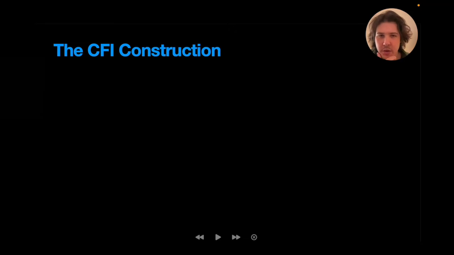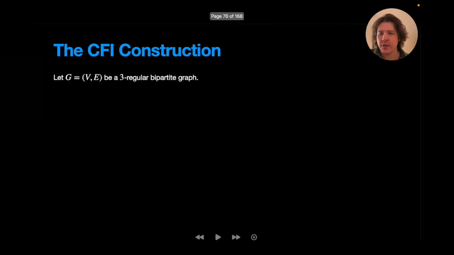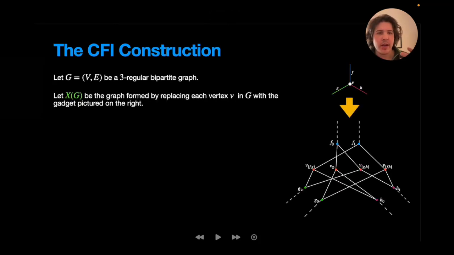So we begin with a construction that might be familiar to some people, the Cai-Fürer-Immerman construction. How this works is we begin with a 3-regular bipartite graph, and we construct this graph XG by essentially replacing each vertex with a gadget. You can see the gadget here on the right-hand side. So you replace each edge with a pair of vertices here, f0, f1, g0, g1, h0, h1, and then we have these internal vertices.